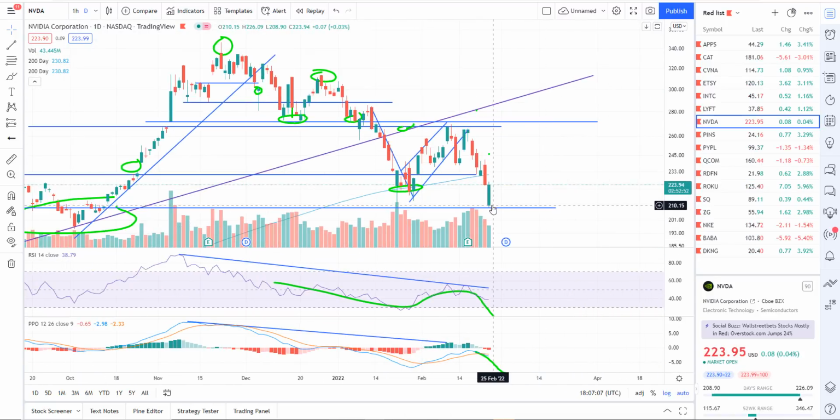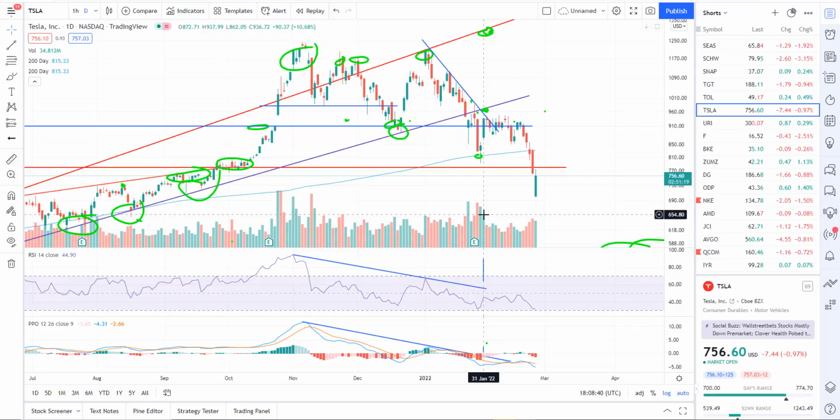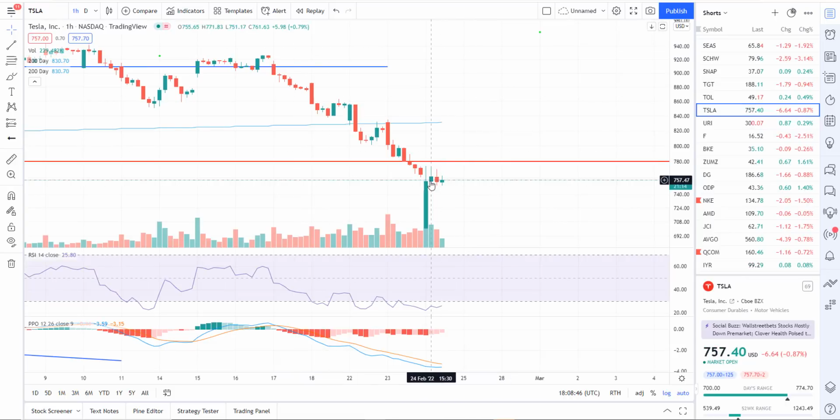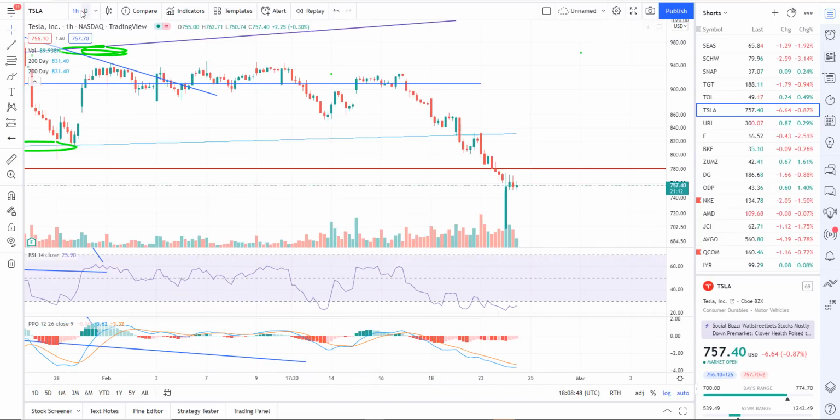Looks like we're just rallying right into that, kind of filling the gap from this morning, and then I think we'll continue down. That's what I'm planning on. And Tesla, you can see Tesla basically gapped down and rallied right back into that gap fill from today, and then they've been selling it ever since. So we'll see where this closes.